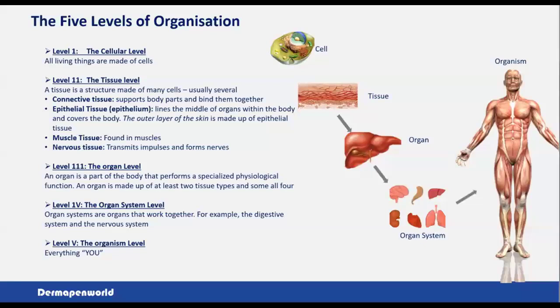So first and foremost, we need to know the backstory that surrounds exosomes. We have a thing called the levels of organization, which is supported by the biologists. Level 1 is the cellular level. Number 2 is the tissue. Number 3 is the organ level. Number 4 is the organ system. And number 5 is the organism, which is us.